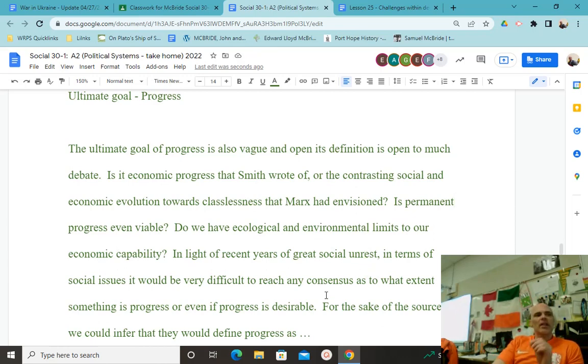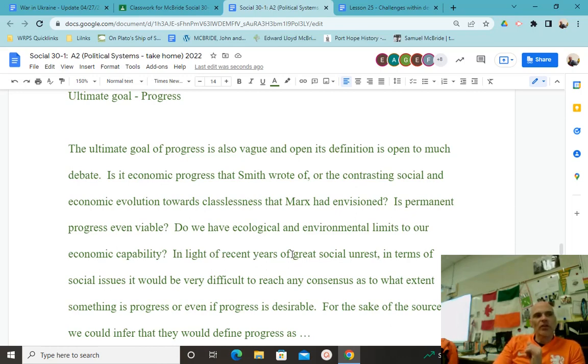Is permanent progress even viable? Do we have ecological and environmental limits to our economic capability? That's from Social 10.1, right? The idea is, is this viable? Is this paradigm sustainable? Or are we in that metaphorical, as Ray Anderson said, metaphorical plane crash? We're running out of energy. We're running out of resources.